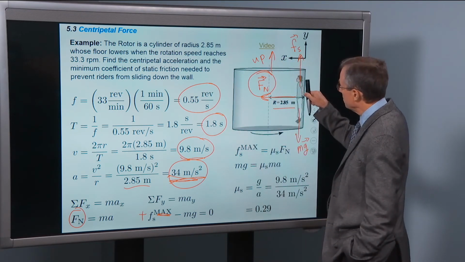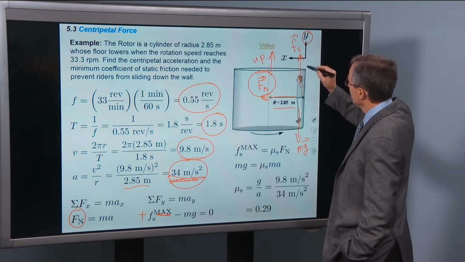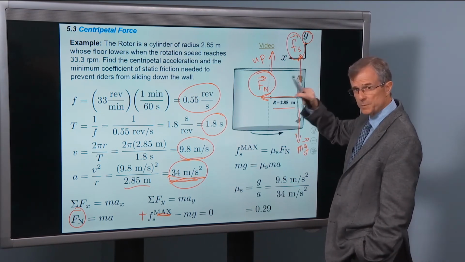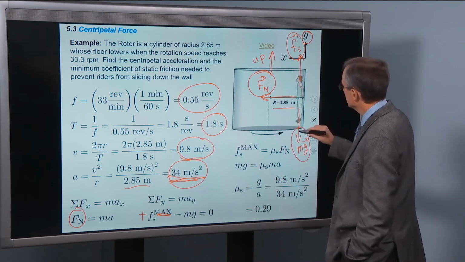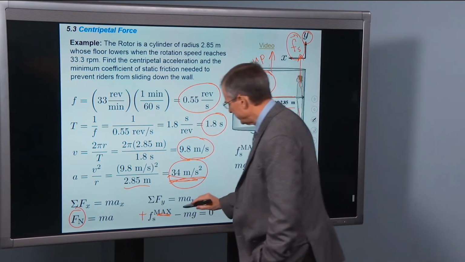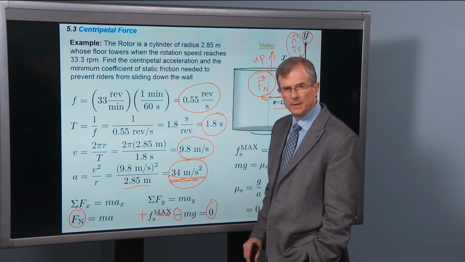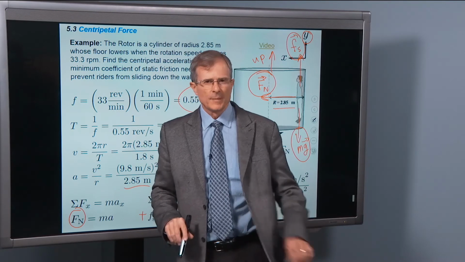Gravity is acting in the minus y direction. Static friction force acts in the plus y direction, so it's positive. Gravity acts in the minus y direction, so it's negative. And the acceleration in the y direction is 0. And I ask you why.